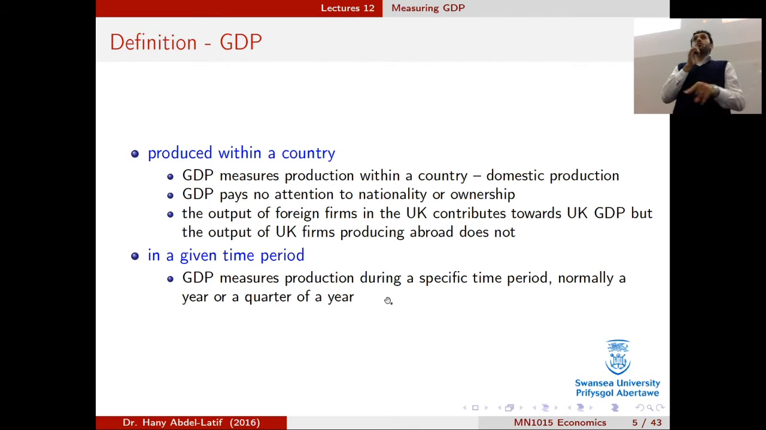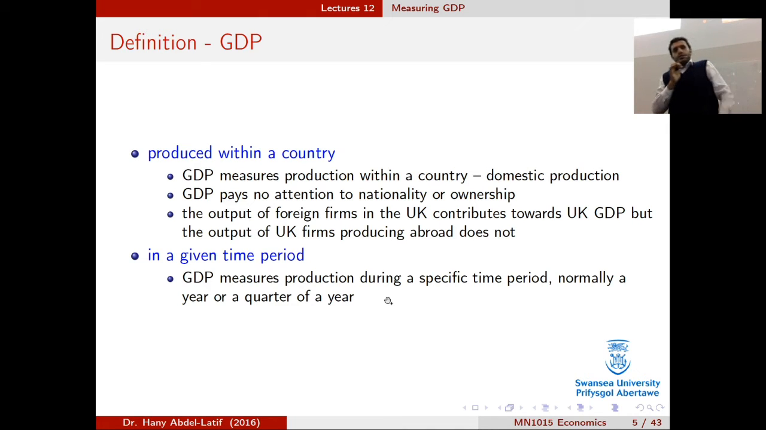This is different from the gross national product, GNP. GDP is gross domestic product. GNP looks at the nationality. So with GDP, we don't care about the nationality. We care about the location where this was produced. So domestic product, GDP for the UK, means produced in the UK. It doesn't matter who produced it, or the nationality of those who produce this output. As long as it happened in the UK, then it's part of the UK GDP. And that's why it's called domestic product.